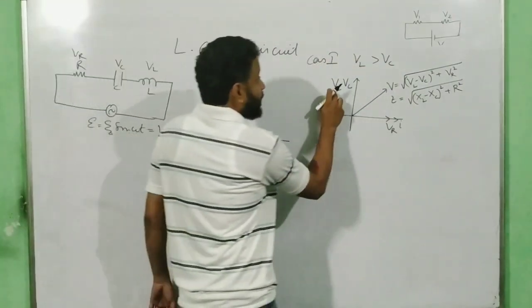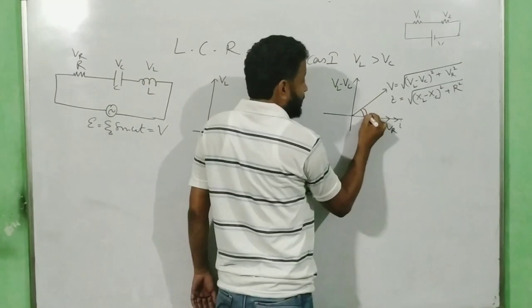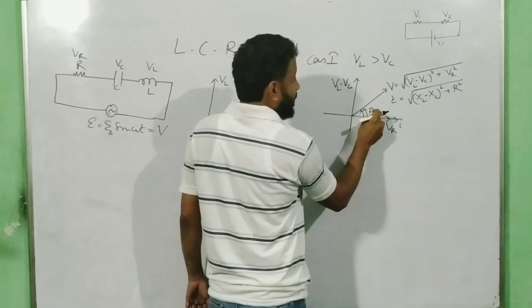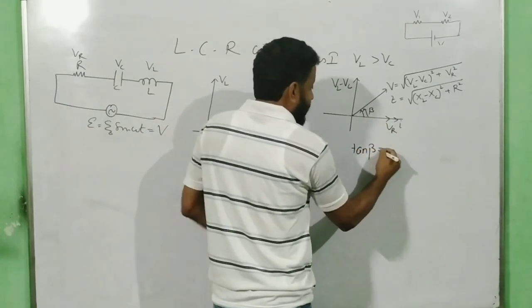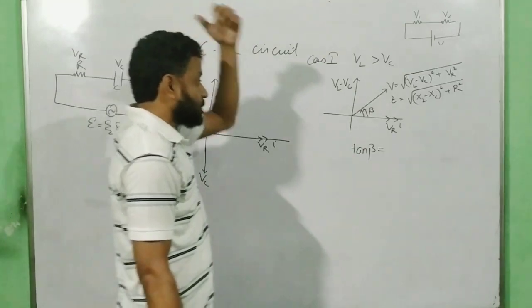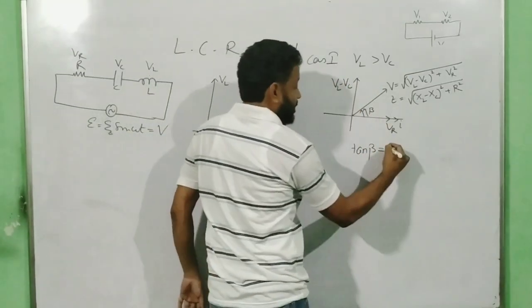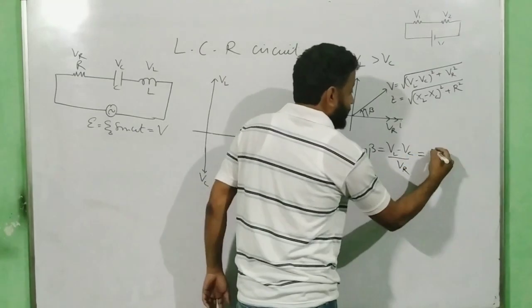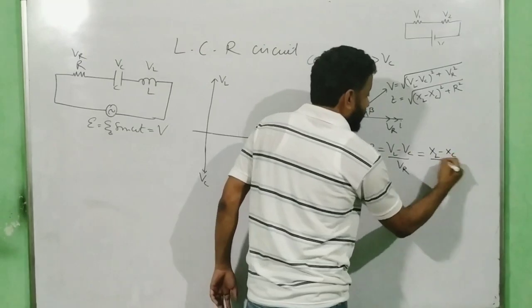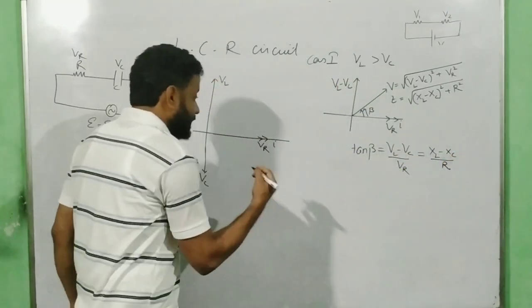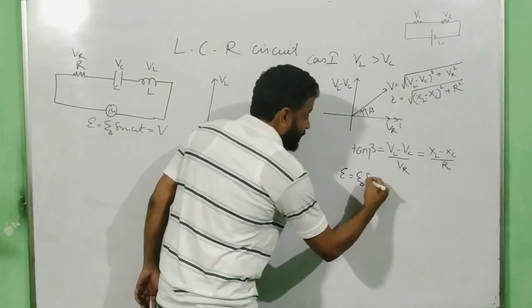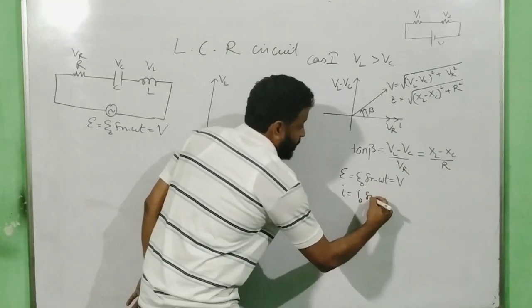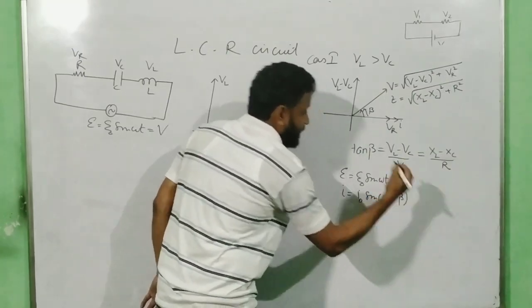Okay. So when VL is more than VC, that means my net potential will be ahead of current by an amount of beta. And what is tan beta? Tan beta will be equal to perpendicular by base. What is perpendicular by base? Perpendicular is VL minus VC. Base is VR. And this in terms of resistance, I can write XL minus XC divided by R. So in this case, if I write E is equal to E naught sine omega t, which I am calling as V, then my current I is equal to I naught sine omega t minus beta.